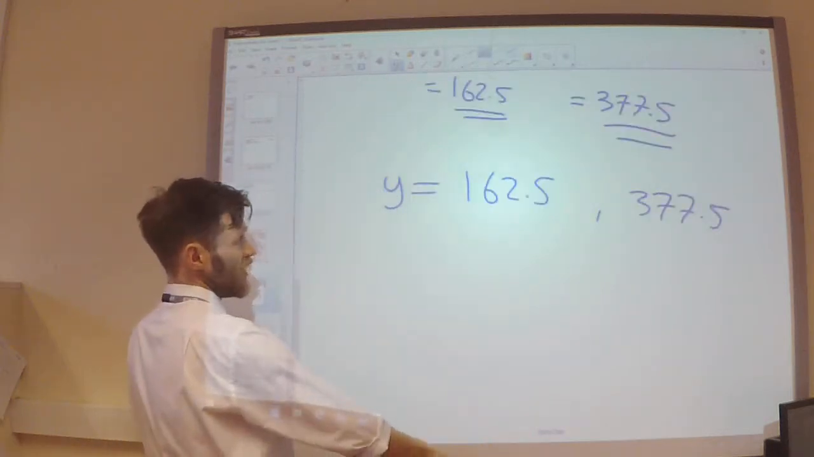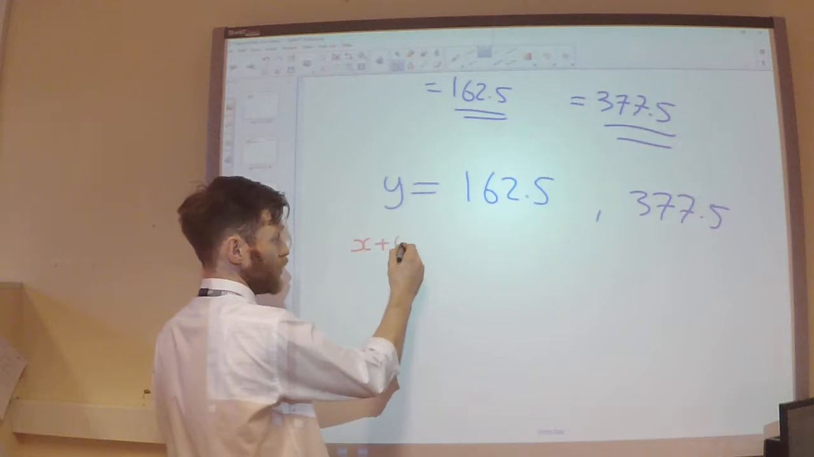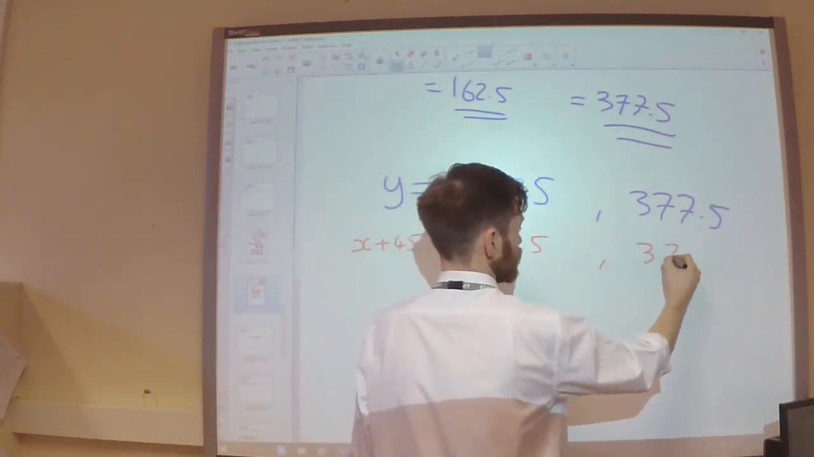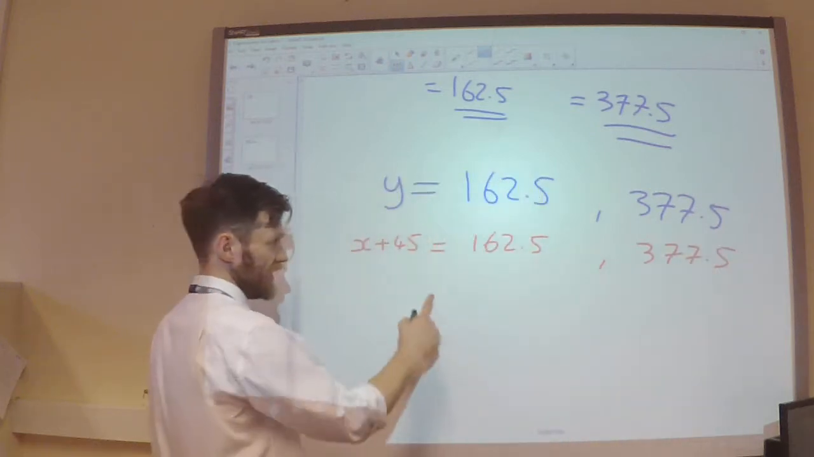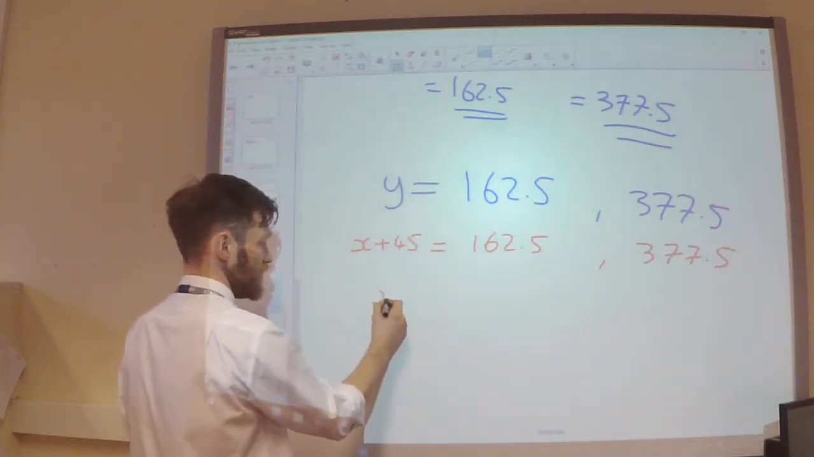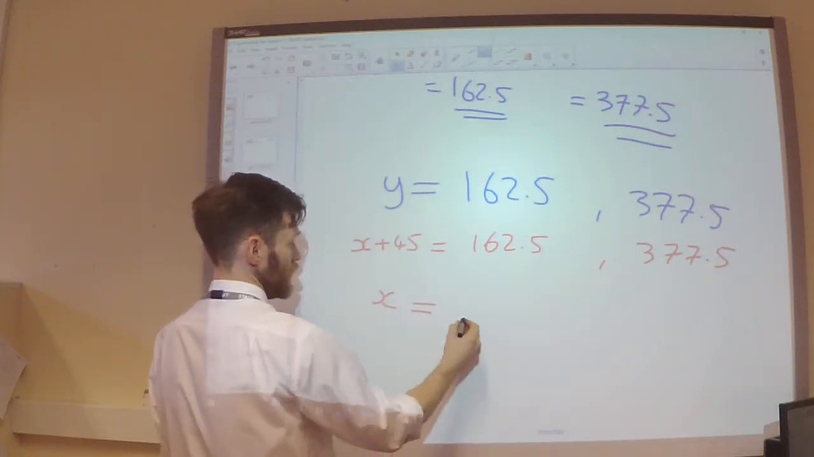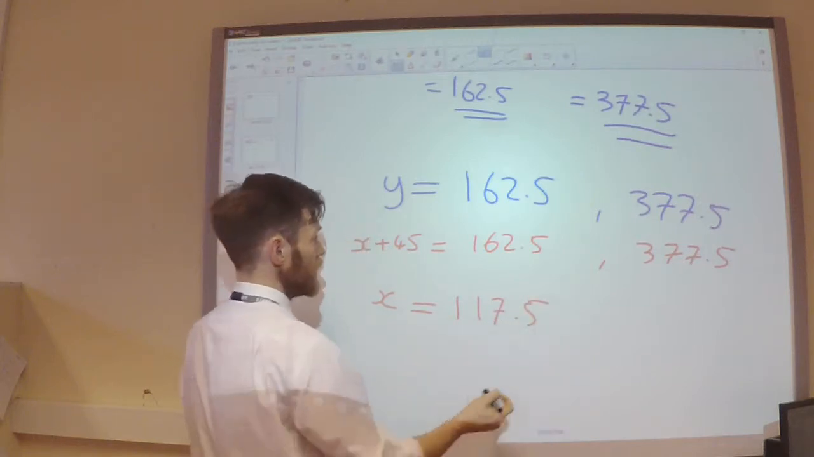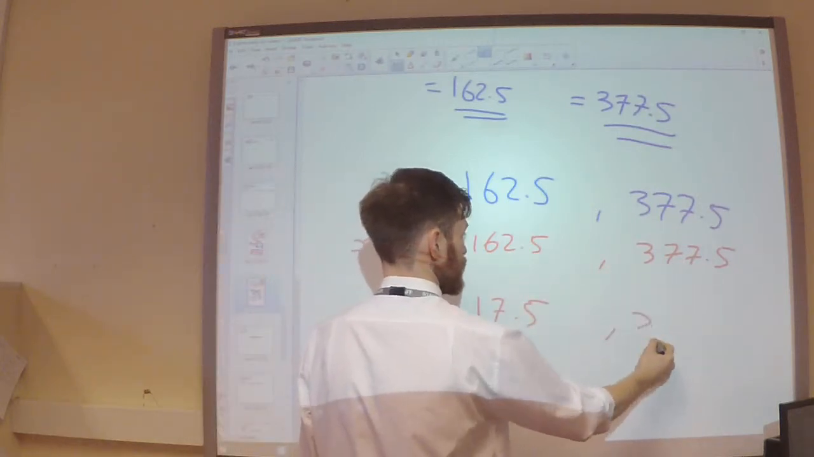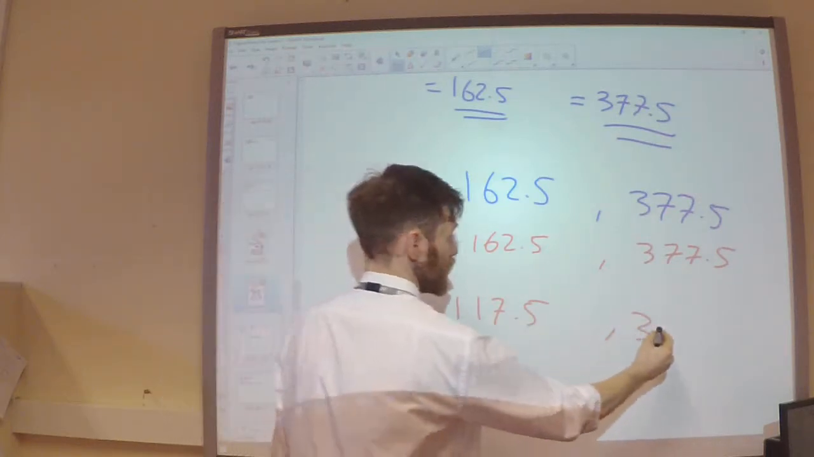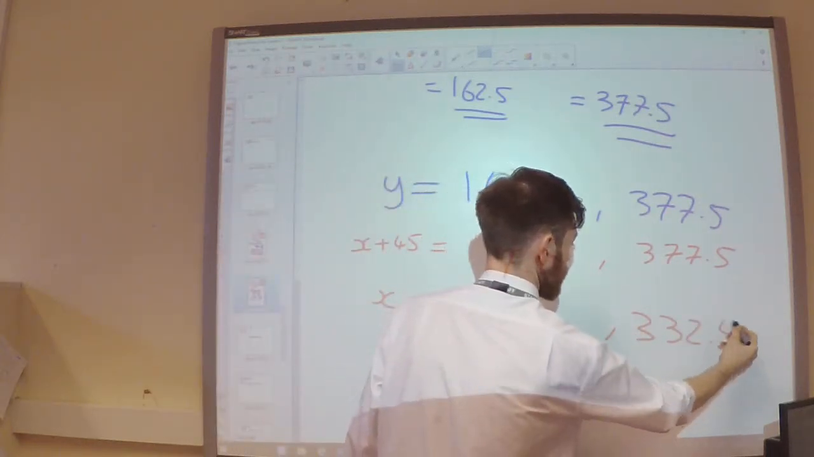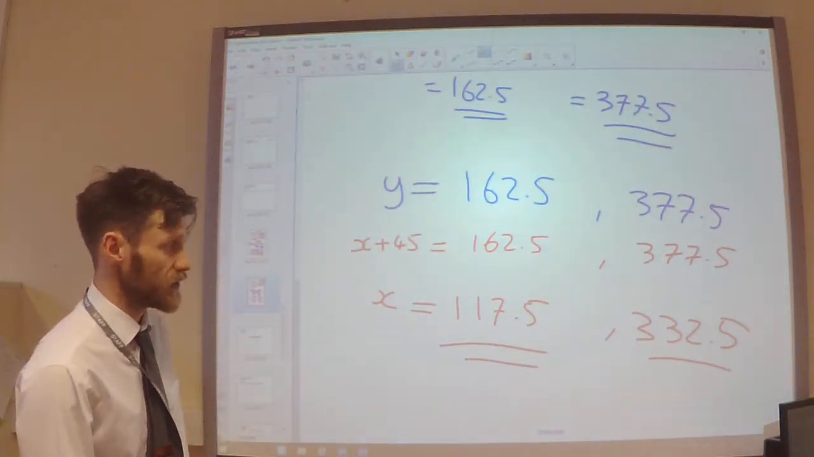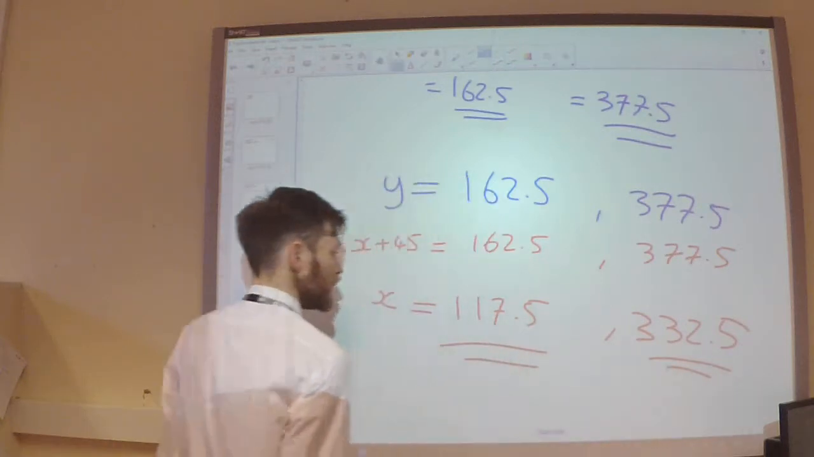Now I remember that y was actually x plus 45. So I need to subtract 45 from both of these. So that's going to give me 117.5, I think. And that's going to give me 330. So those are my 2 answers for x.